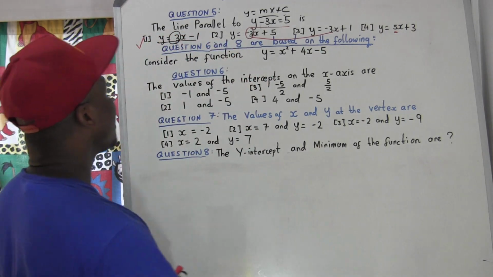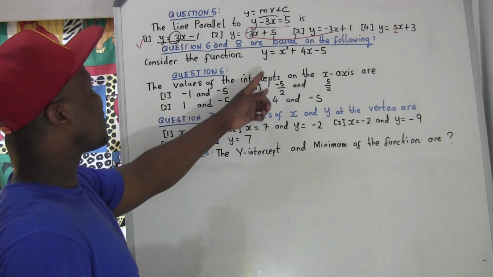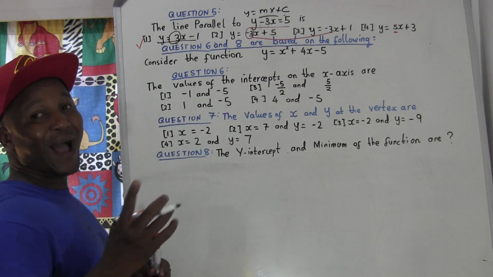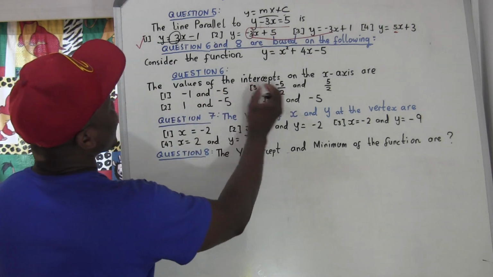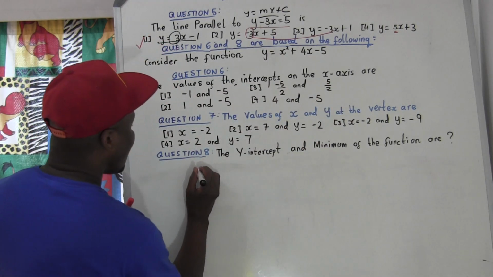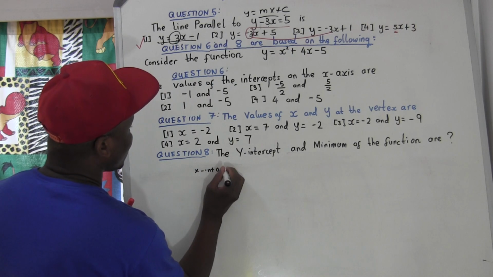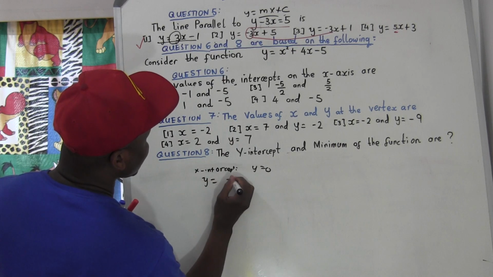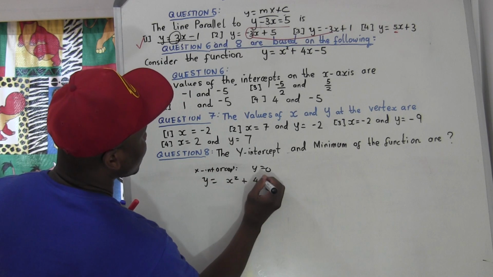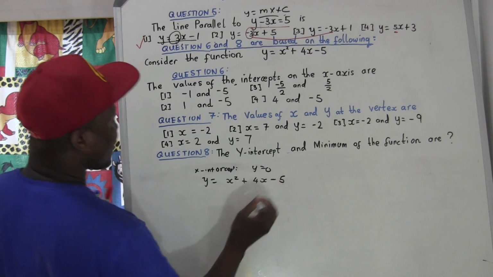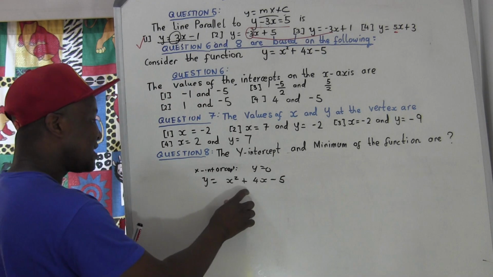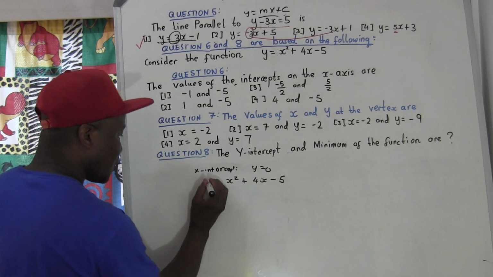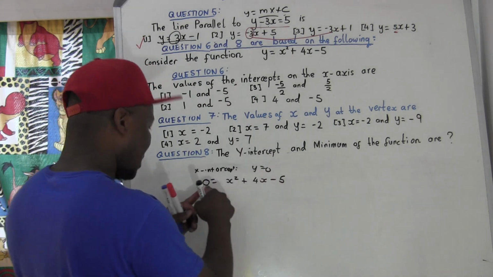Now, the value of the intercept on the x-axis. Whenever it is an x-intercept, y equals 0. So I'm going to write my question here: y equals x squared plus 4x minus 5. This is our given equation, but at the x-intercept, y equals 0, so we put 0 and there we go.